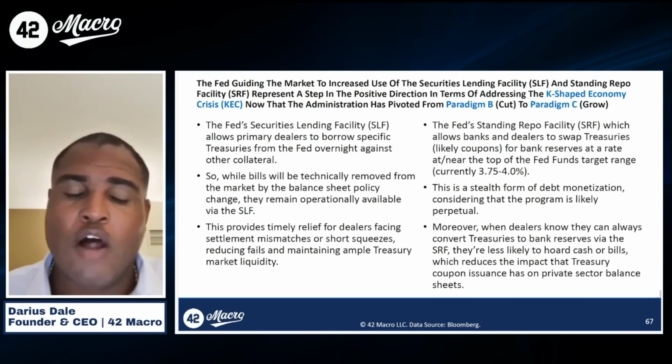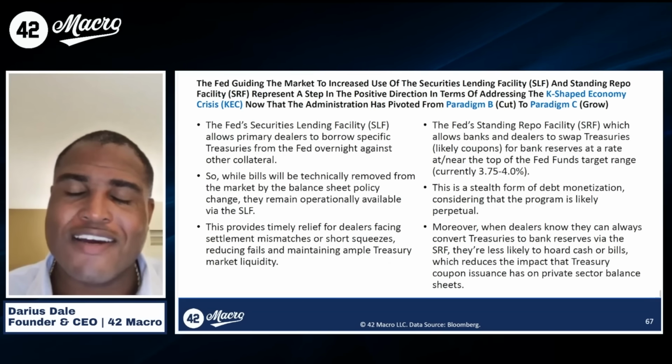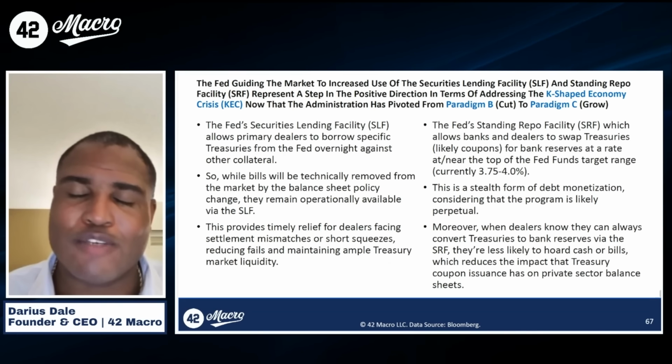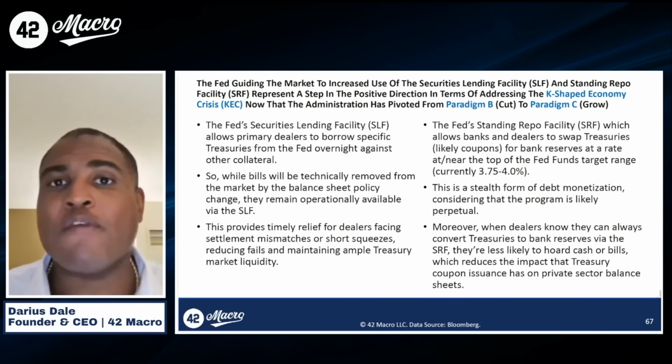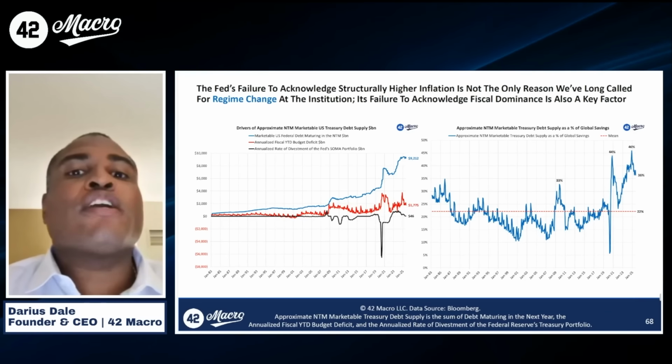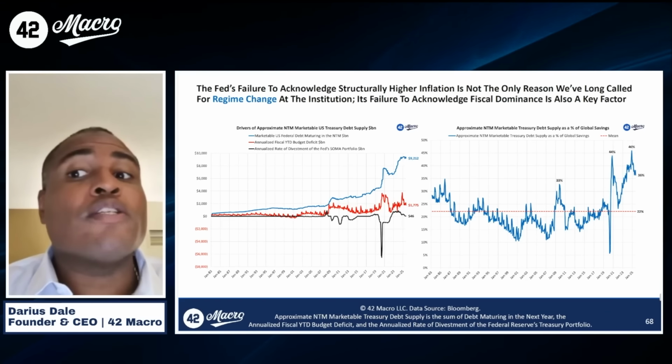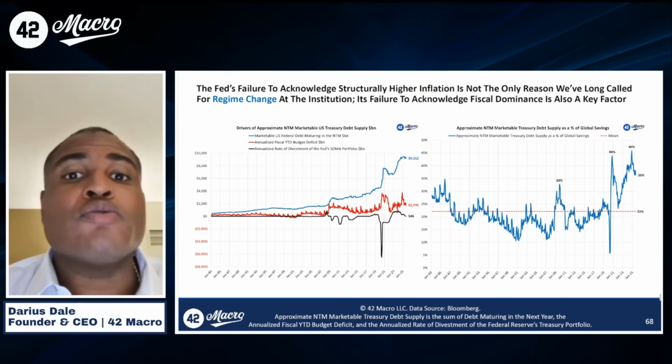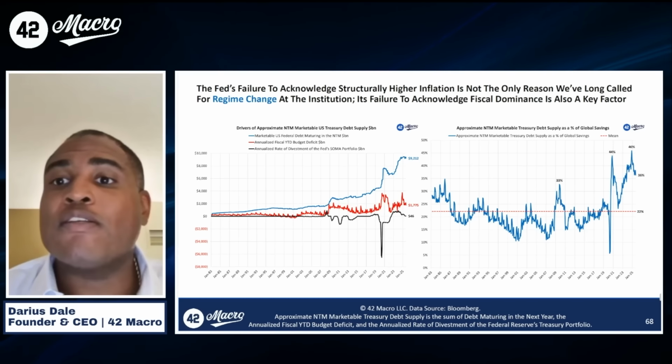There's just a wall of money coming in terms of the stablecoin issuance that we're likely to see. So if they want to be financially repressed, go financially repress them. The Fed's failure to acknowledge structurally higher inflation was not the only reason we've long called for regime change at the institution. Its failure to acknowledge fiscal dominance is also a key factor.